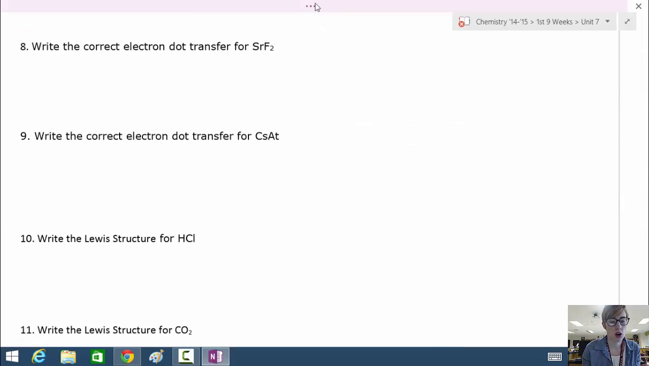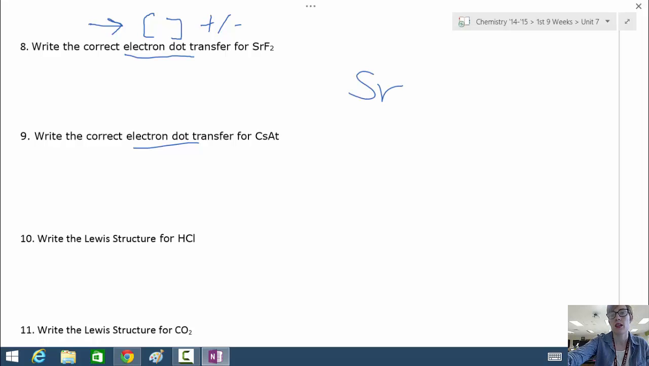These next few ask me to draw the structures. And so the first two asked me to draw ionic compounds because it's asking for an electron dot transfer. So here I drew, anytime it's electron dot, you draw the arrows, the brackets, and the charges, okay? So strontium, let me look at my periodic table. Strontium is in group 2, so it's got 2 dots, 1, 2. Fluorine is in group 17, so it's got 7 dots. And it says 2, so that means I have to draw 2 fluorines. So here are my fluorines.